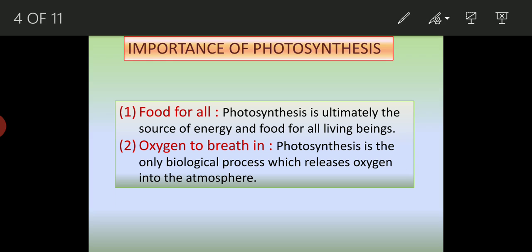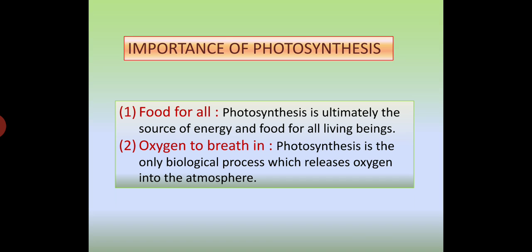First and foremost is the food. It provides food for all the living beings, and food gives us energy. So we can say that photosynthesis is ultimately the source of energy and food for all the living beings. And next, it's a source of oxygen, because photosynthesis is the only biological process which releases oxygen into the atmosphere, and this oxygen is very much required for respiration, for breathing of all the living beings on the planet. So in this way, photosynthesis is a very important process.